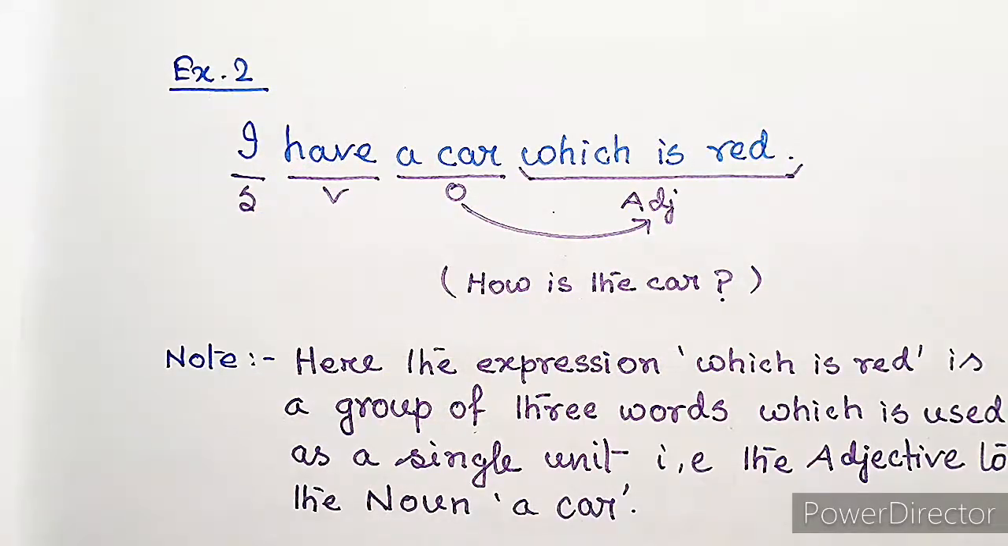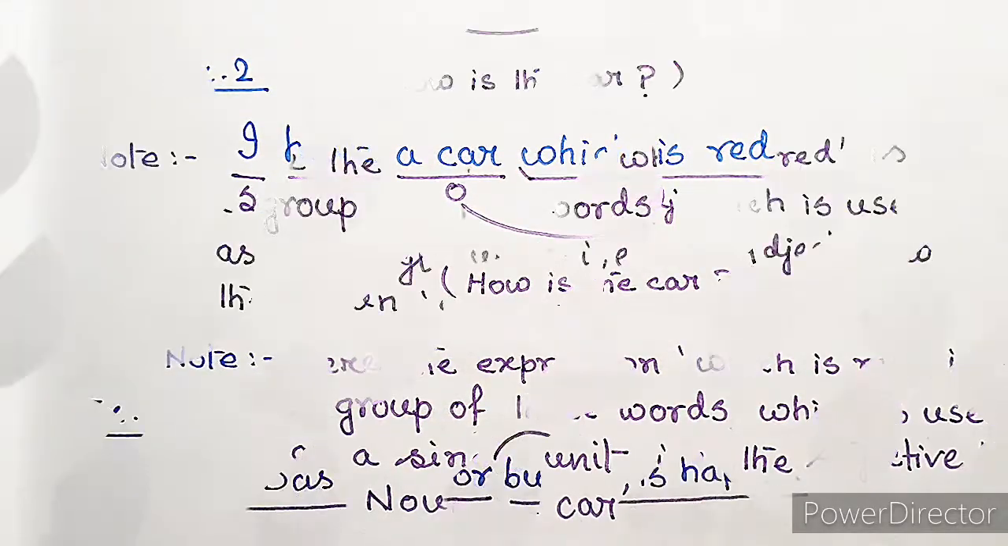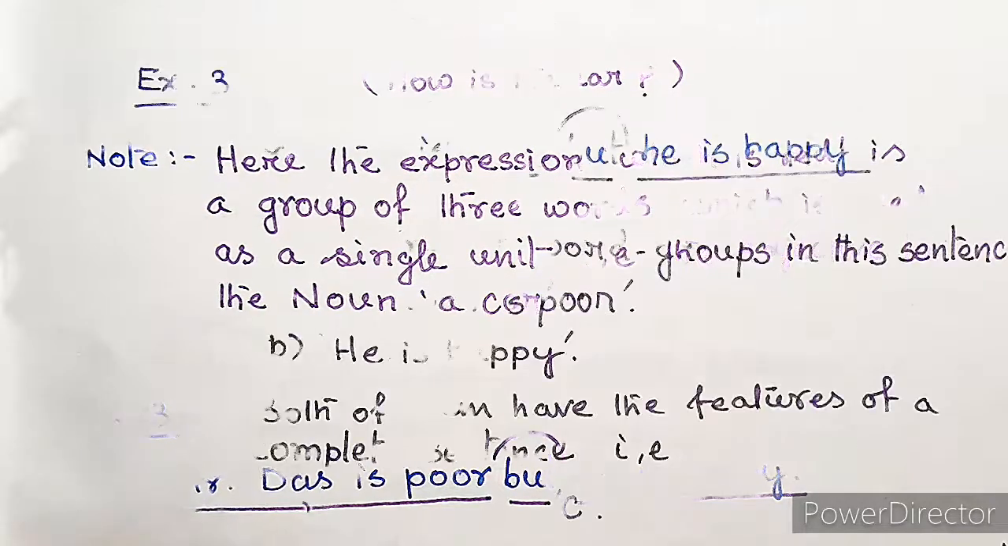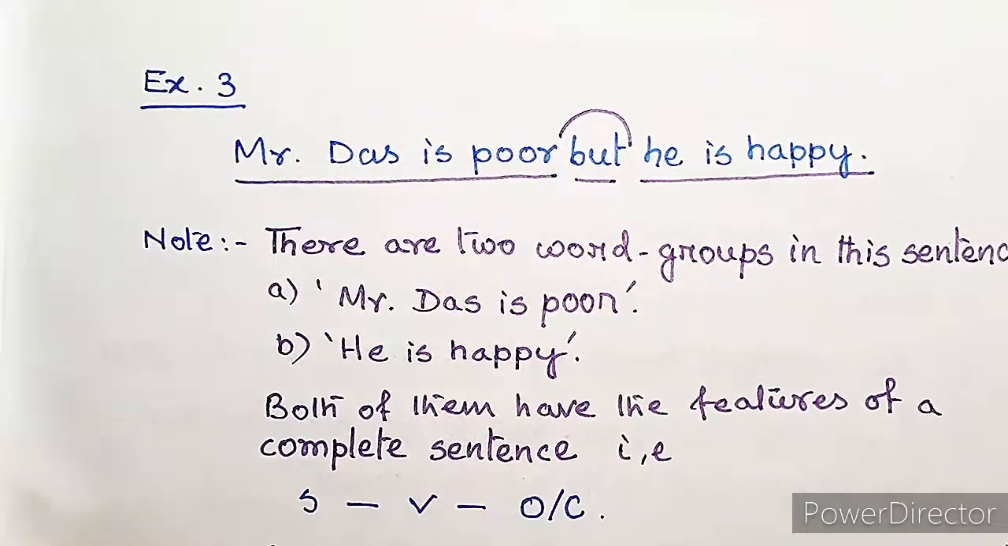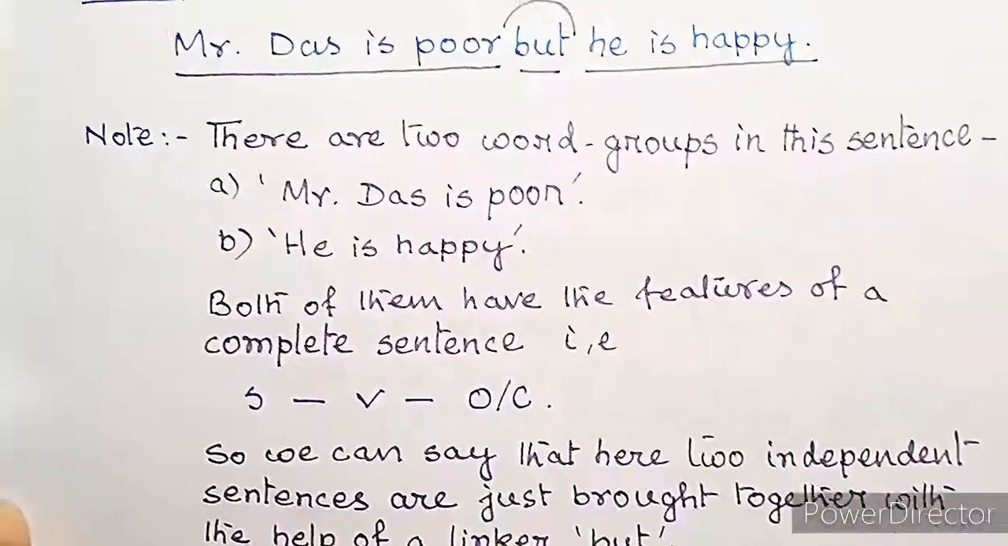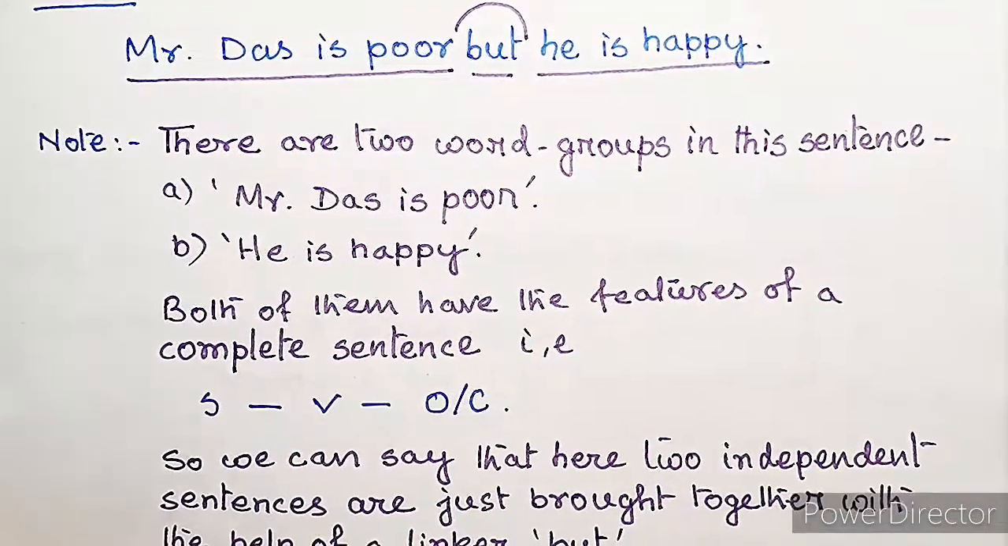Now note this example 2. I have a car which is red. Now note, here the expression which is red is a group of 3 words which is used as a single unit, that is the adjective to the noun a car. Now note example 3. Mr. Das is poor but he is happy. Note, there are 2 word groups in this sentence. Number 1, Mr. Das is poor. Number 2, he is happy.